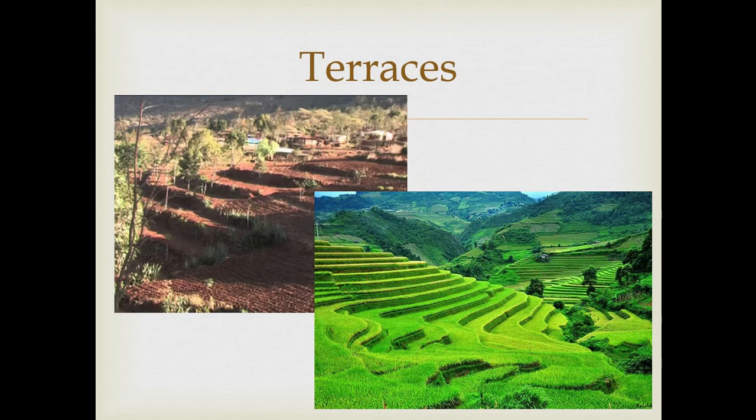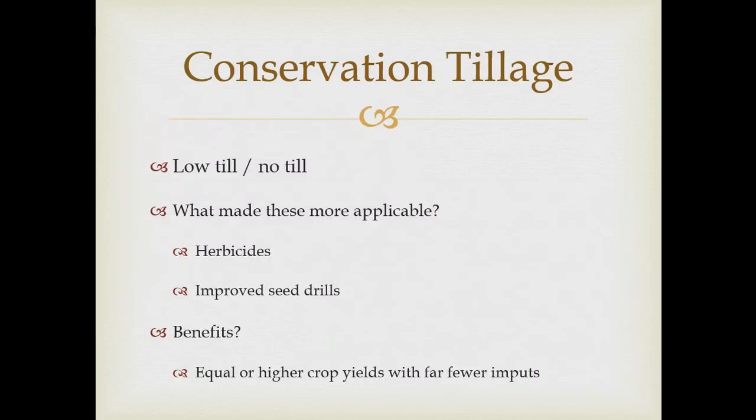Terracing, so this works well in very steep areas, and this is a coffee farm over here. This might be rice in Asia. And by terracing, we're able to stop the water at each terrace and force it back into the ground. So we increase the soil absorption while decreasing the amount of runoff.